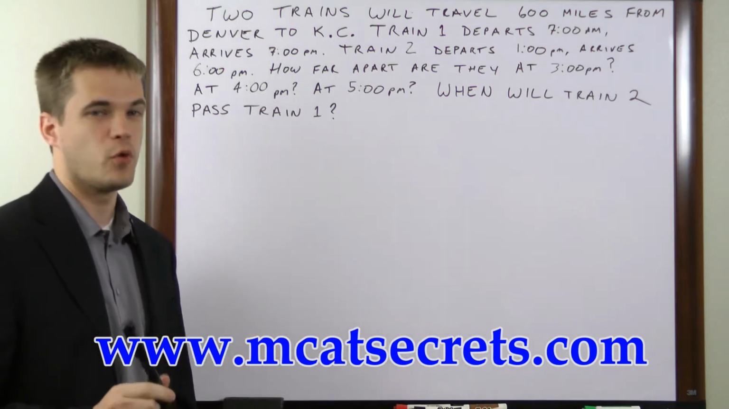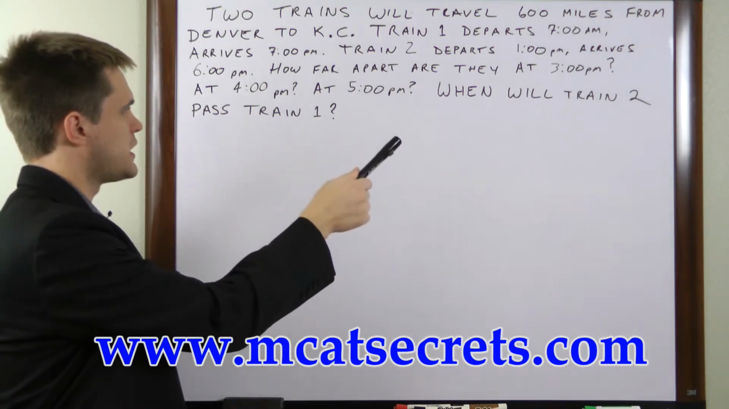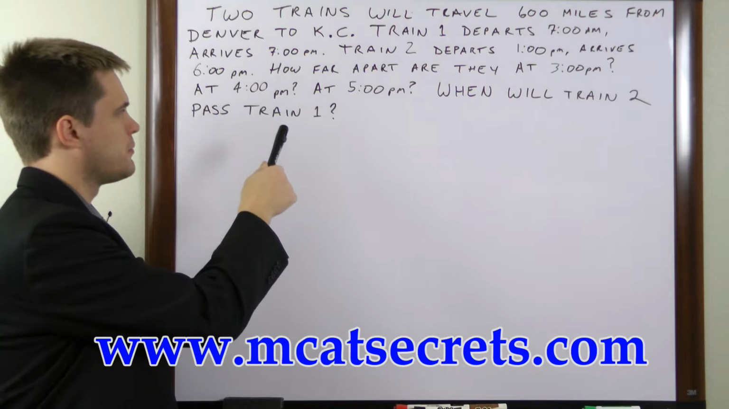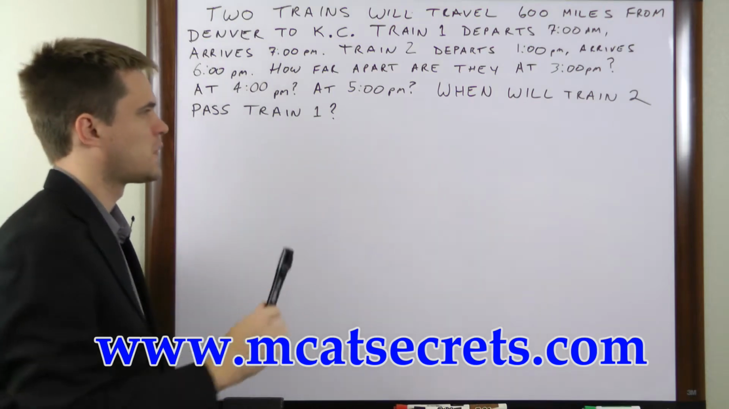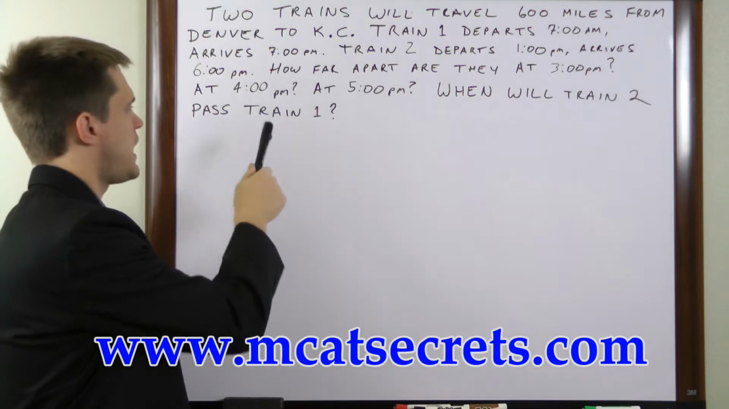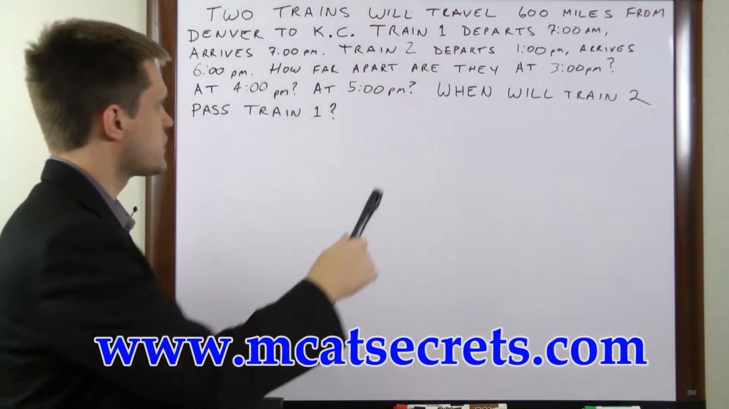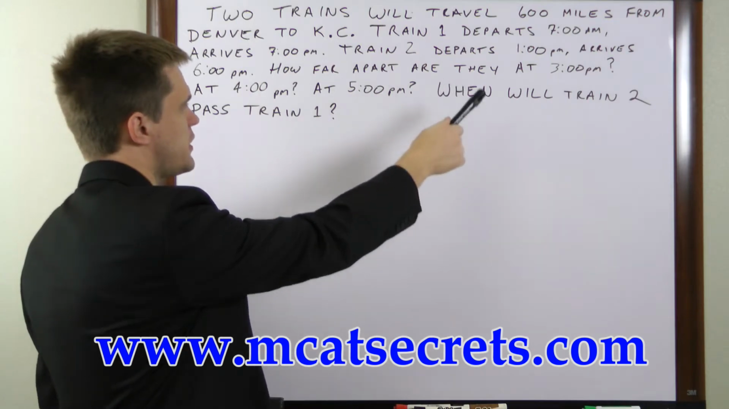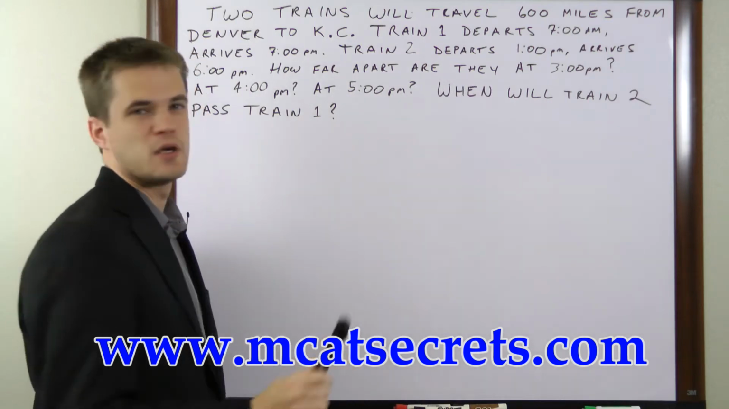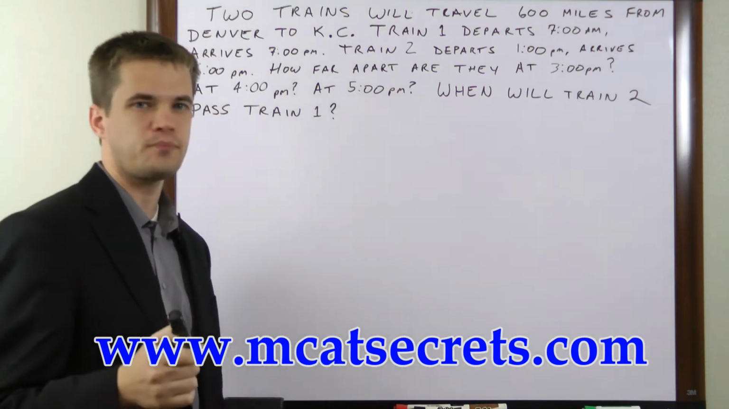And we're asked 4 things. How far apart are the trains at 3 p.m., at 4 p.m., and at 5 p.m.? And when will train 2 pass train 1? So, first we're going to find out how far apart they were at each of these 3 times, and then we're going to find an equation that'll tell us when they pass.